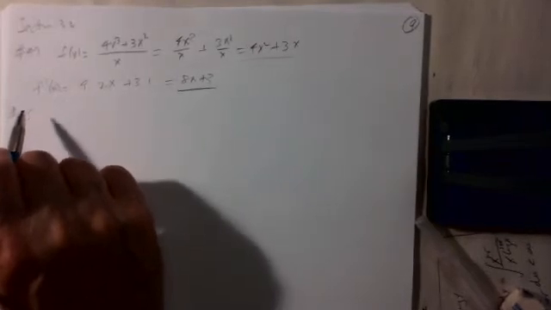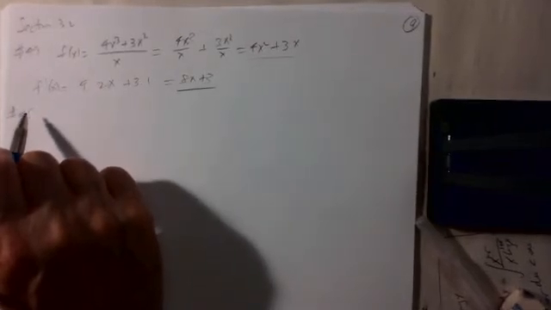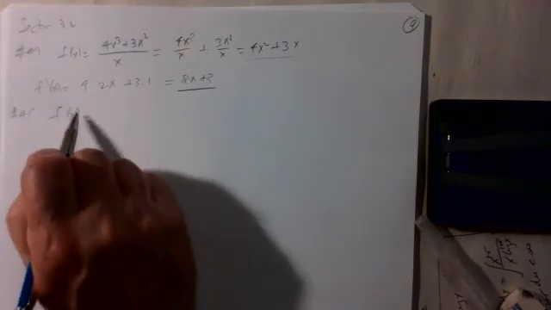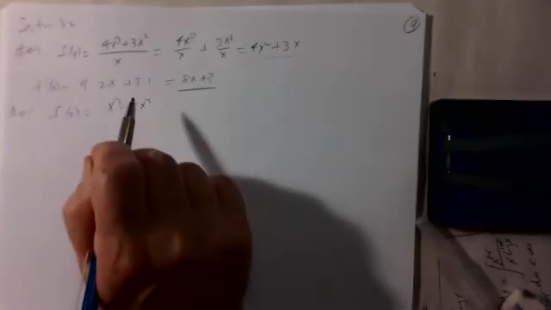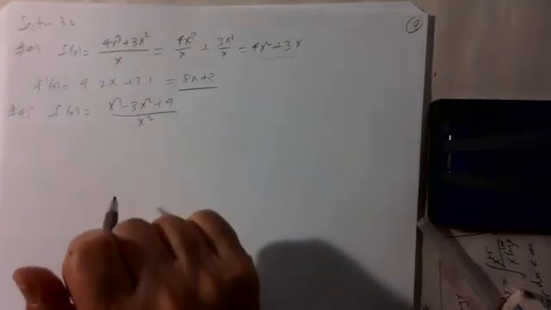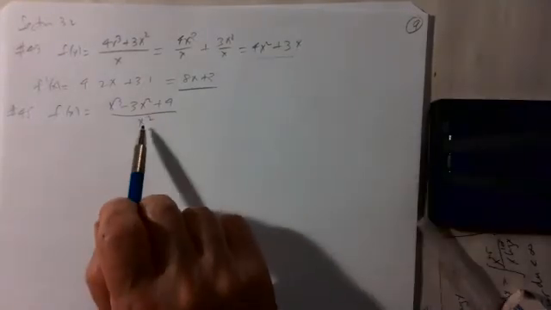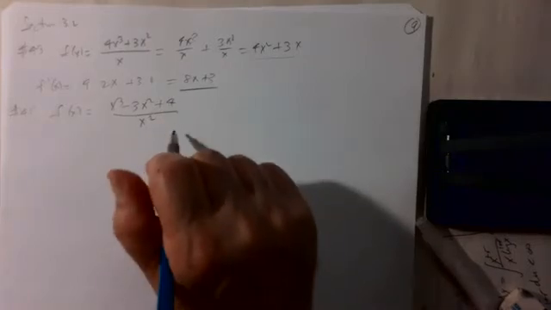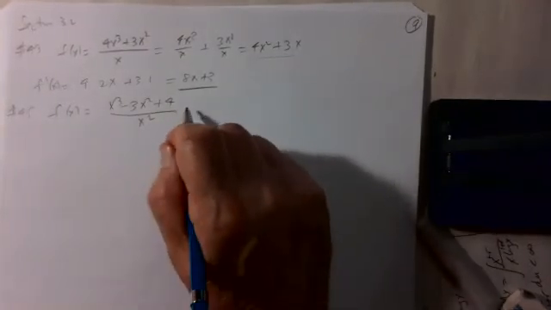Let's look at number 45. We have the function f of x equals x cubed minus 3x squared plus 4 over x squared. And again, we need to get rid of this x squared in the denominator, so we can just separate this into 3 different terms.